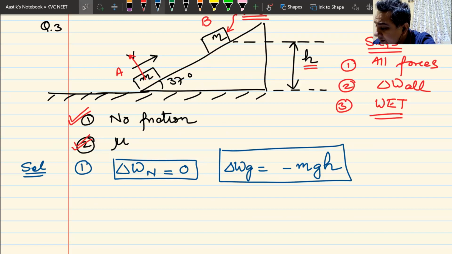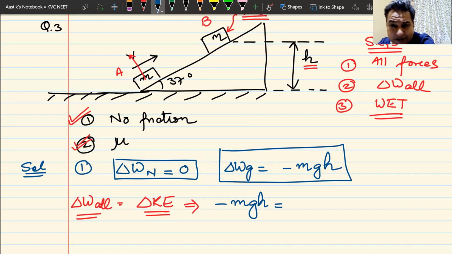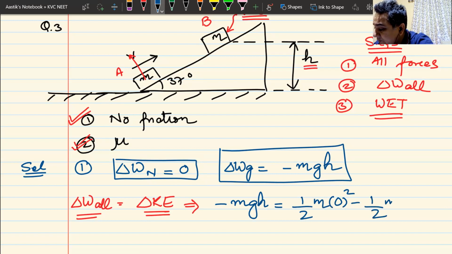So we'll apply work energy theorem. First of all, let me write it. Work done by all forces should be equal to change in kinetic energy. What is the work done by all forces? The work done by all forces is minus mgh. That must be equal to change in kinetic energy. It is final energy minus initial energy. Here, the final energy is half m into 0 square because the final velocity is 0, minus initial kinetic energy, which is half mv square.